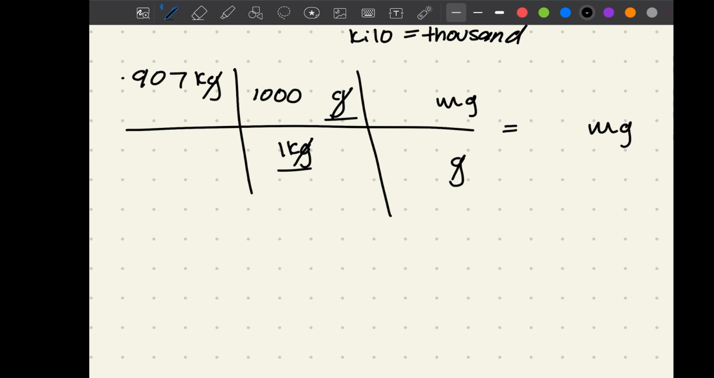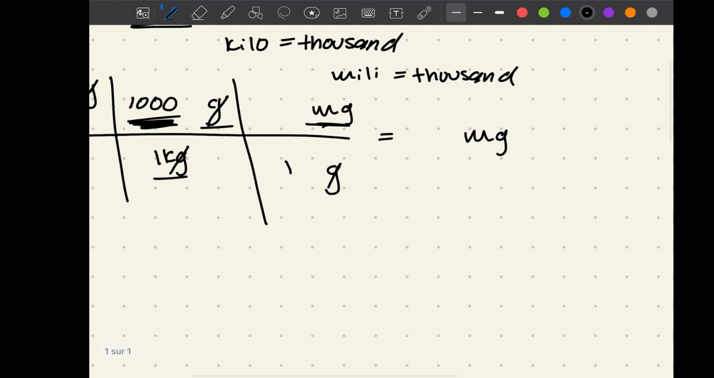All right, so we don't want to change this 1,000 right here and this 0.907 by anything, so we can just essentially divide by 1. So how many milligrams are in 1 gram? Milli also means 1,000, but it basically means we need 1,000 of these parts to equal one of these. So we need 1,000 milligrams to give us 1 gram.